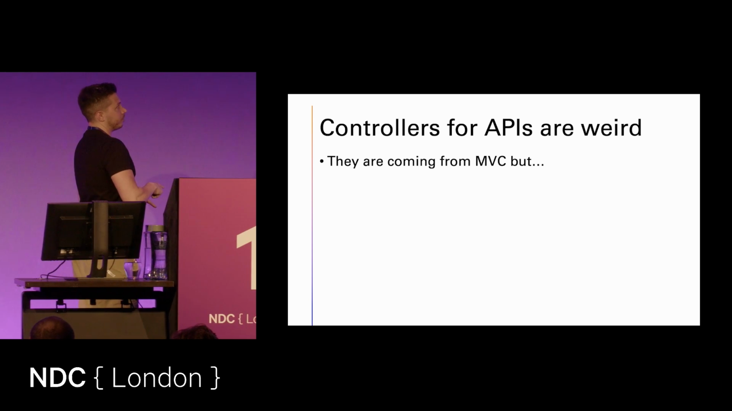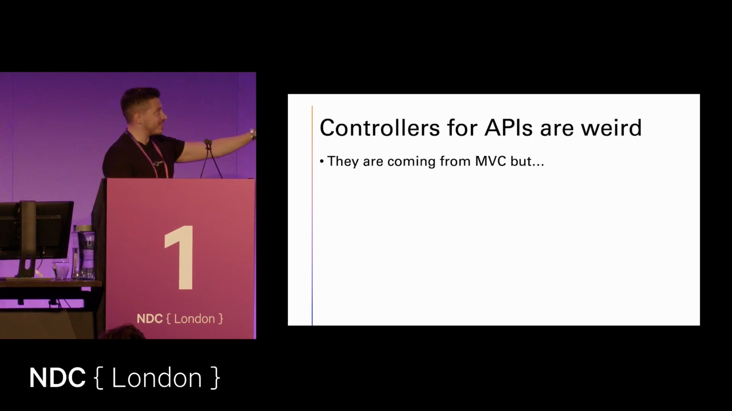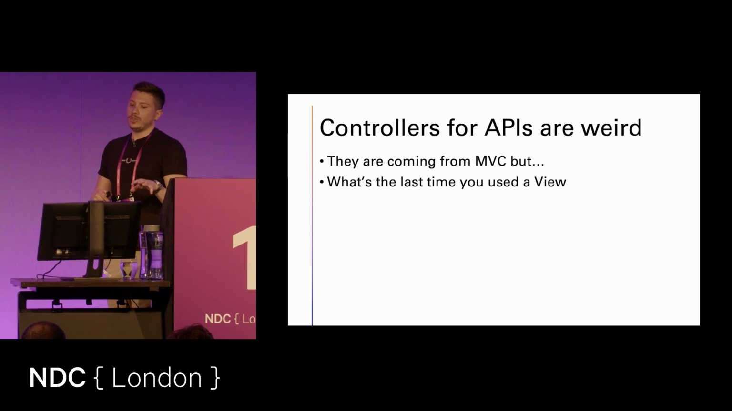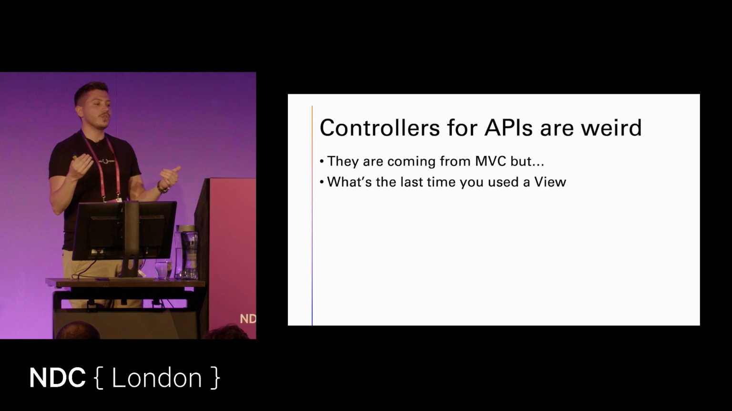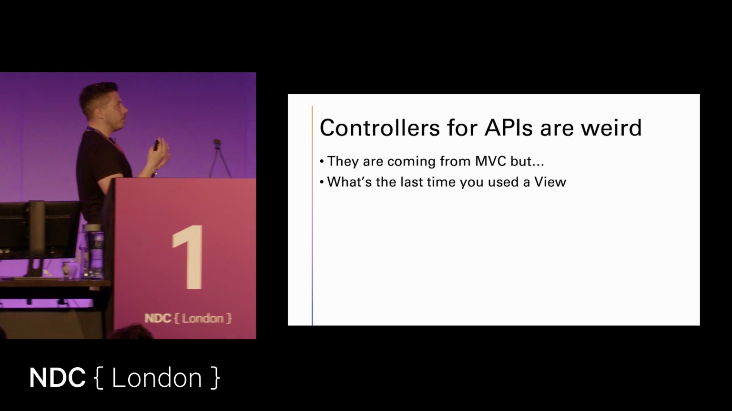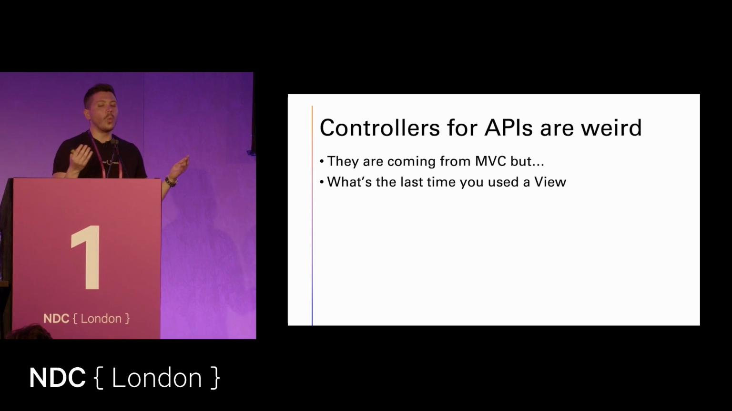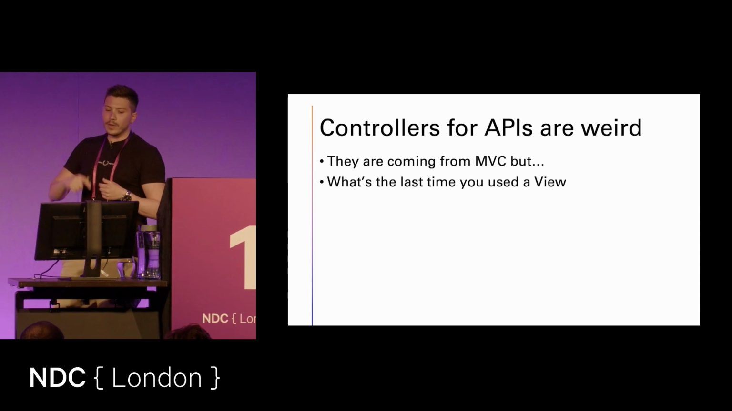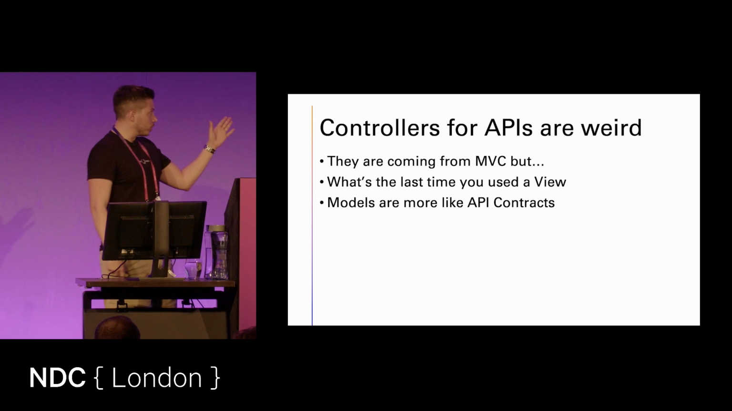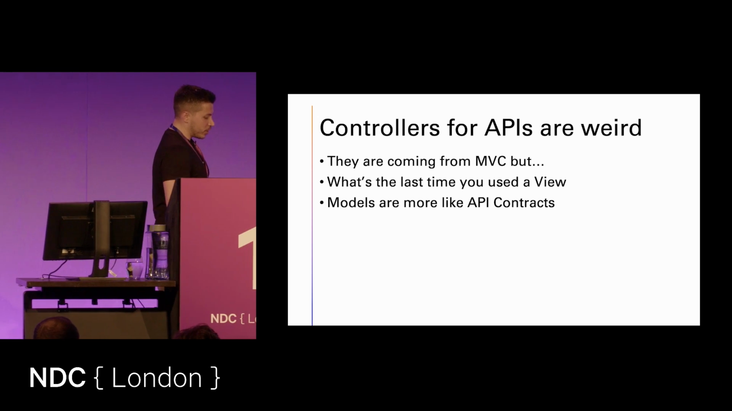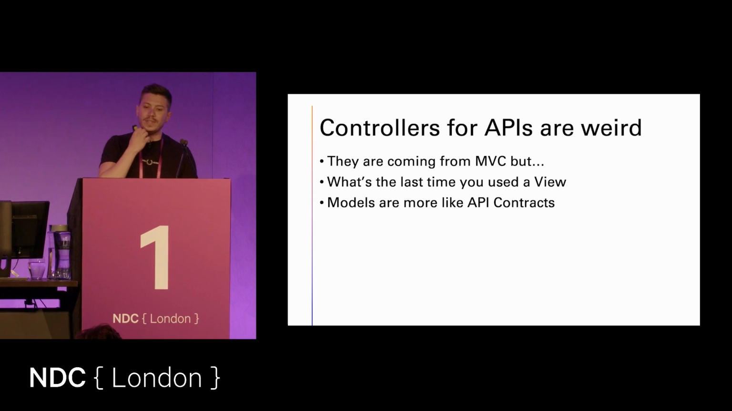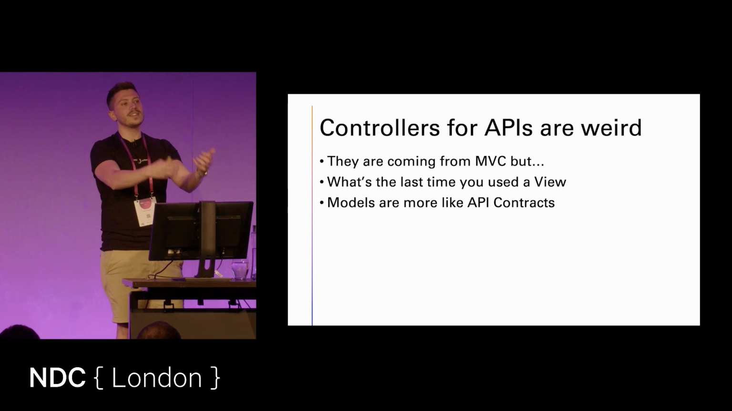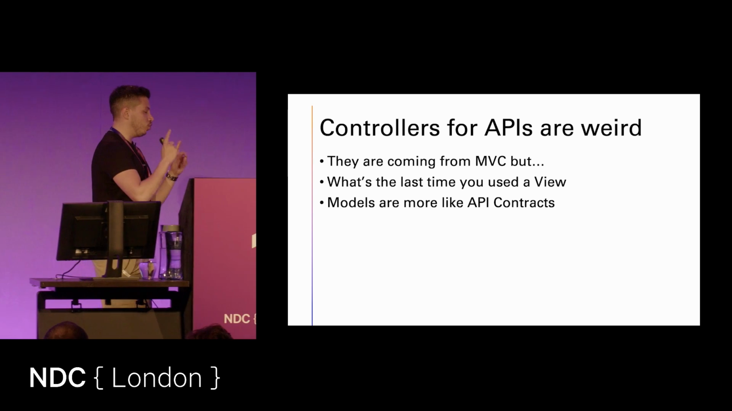But here's the thing, because we're using controllers, which is the C in MVC, what's the last time you used a view when you're using a controller? The whole point of having a controller is that it's part of MVC, but you don't use views. So why are we using MVC constructs to build APIs? And likewise, the M, the model in MVC, is more about business logic. It isn't really about DTOs and API contracts. And in fact, when you're building APIs, a different thing is coming in, a different thing is going out, usually.